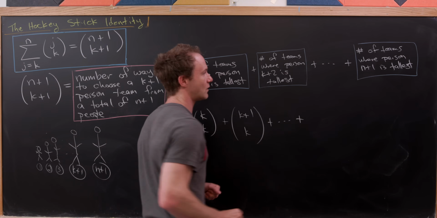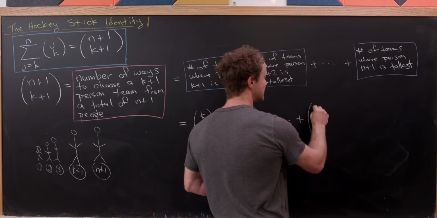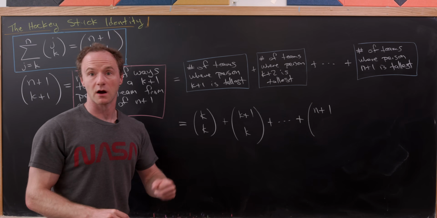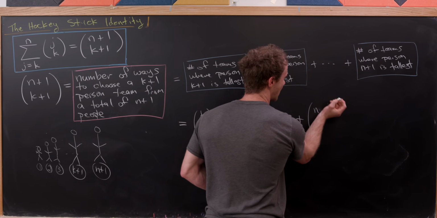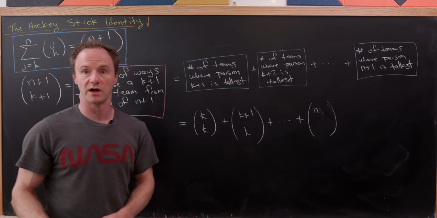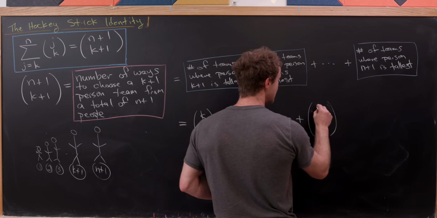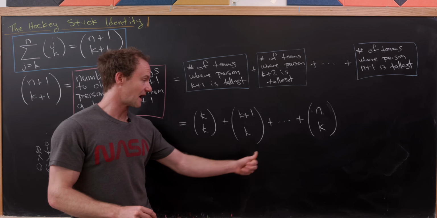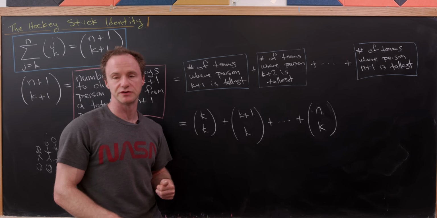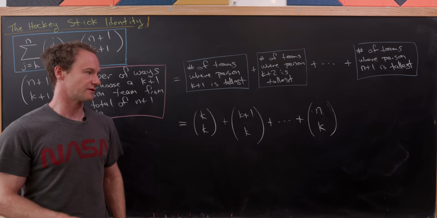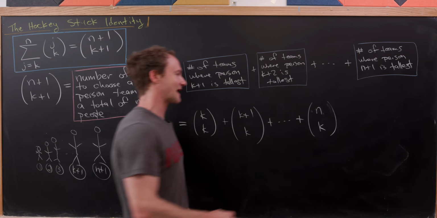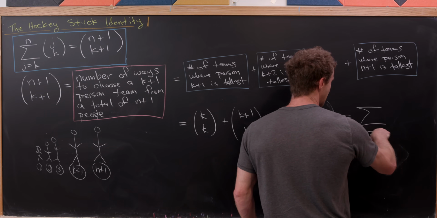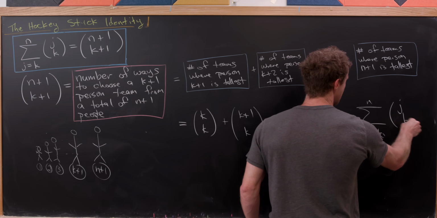And then we'll do that so on and so forth until we get to the very end. So the number of teams where person n plus 1 is tallest. Well, that means there are n people that are shorter than person n plus 1. We need to choose k of them. So we'll have n choose k for the end. And this is just building up one at a time. The ones that are missing here are k plus 2 choose k, k plus 3 choose k, and so on and so forth. But now we can push all that back together into summation notation, and it looks like the sum as j goes from k up to n of j choose k.